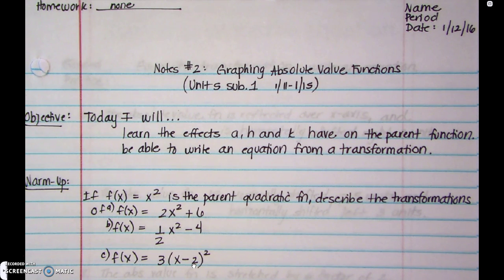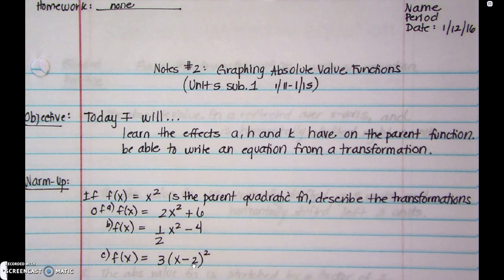Go ahead and put your name, period, date, notes, graphing absolute value functions. Today, your objective is to learn the effects that A, H, and K have on the parent function. You will be able to write an equation from a transformation. So that's our goal for today, is that when you see the verbal description of a transformation, you'd be able to write an equation. And then tomorrow, you're going to practice seeing the equation and coming up with the transformation. We're going to do both, vice versa, okay?